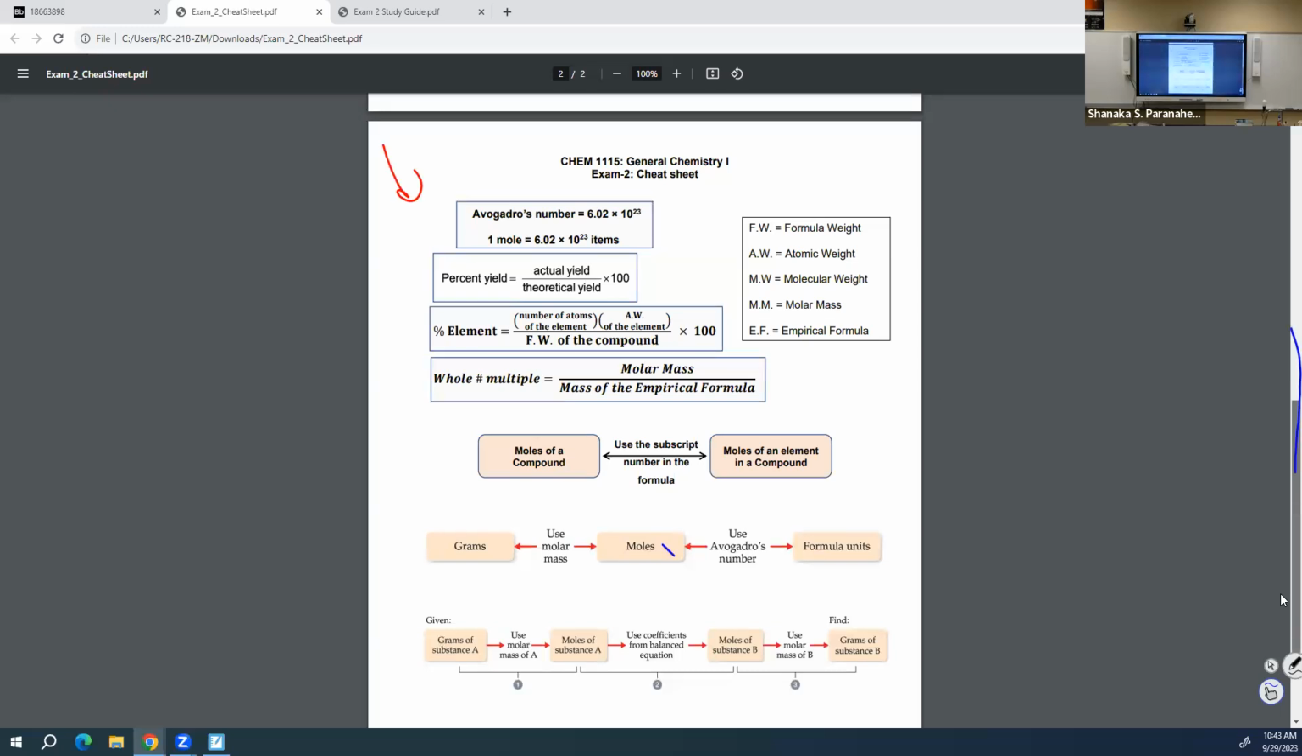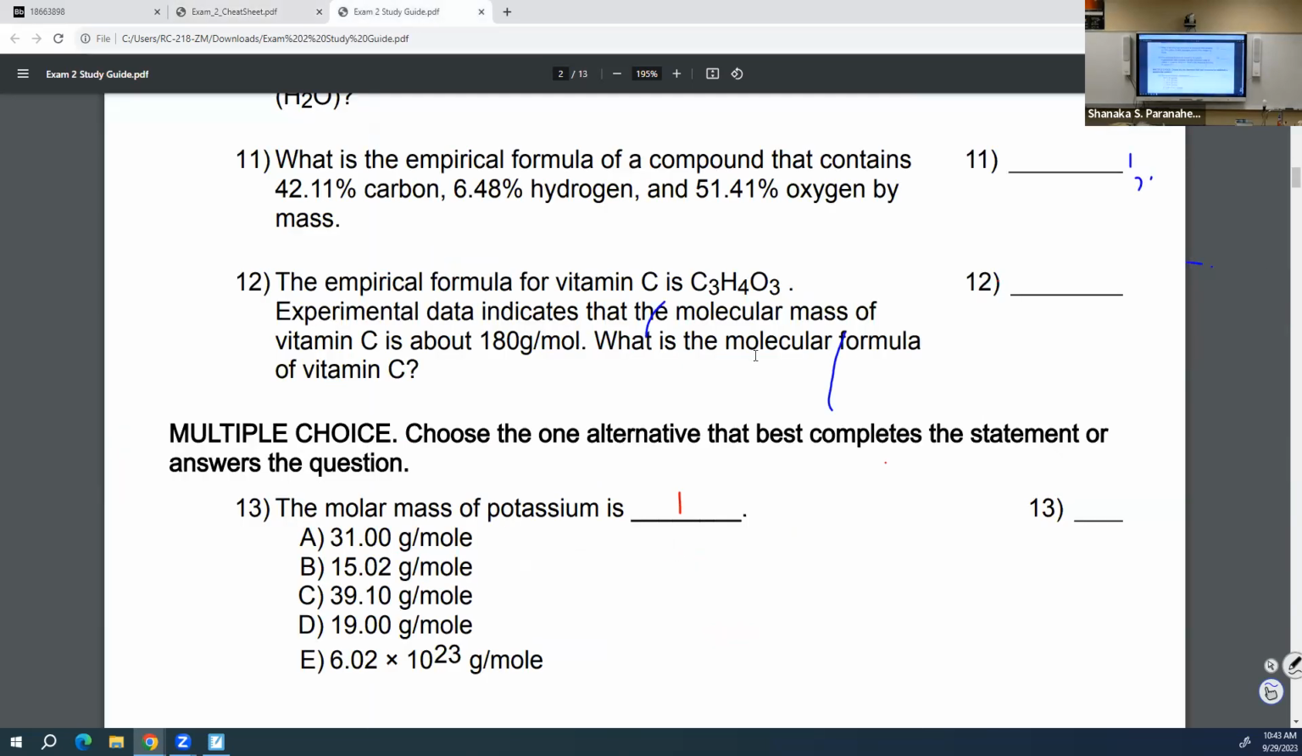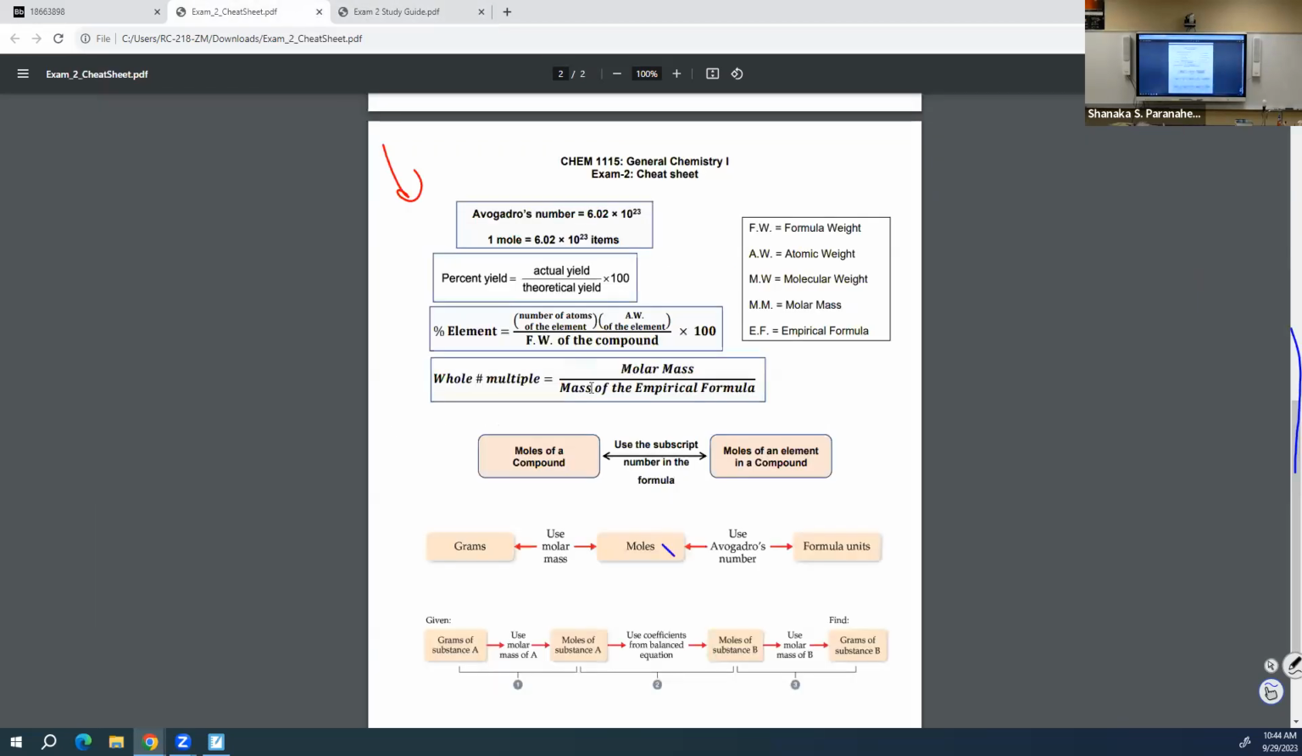The next question comes from another equation. This one: mole number multiple is equal to molar mass divided by mass of empirical formula. Okay. The next question is from that. The empirical formula for vitamin C is this. Experimental data indicate that the molecular mass of vitamin C is 180. What is the molecular formula? So when the empirical formula and molar mass of the compound are given, you are going to use this formula: mole number multiple is equal to molar mass divided by the empirical formula mass.